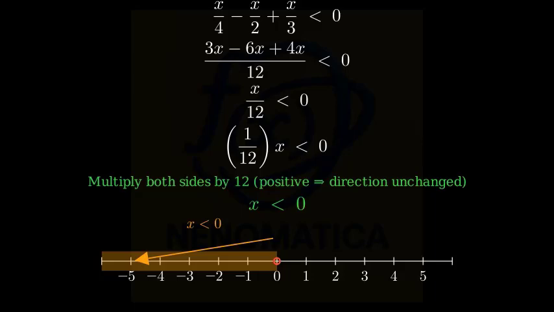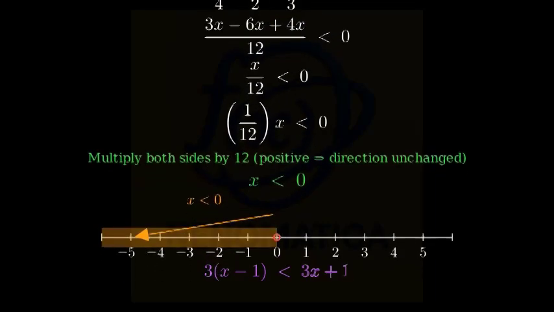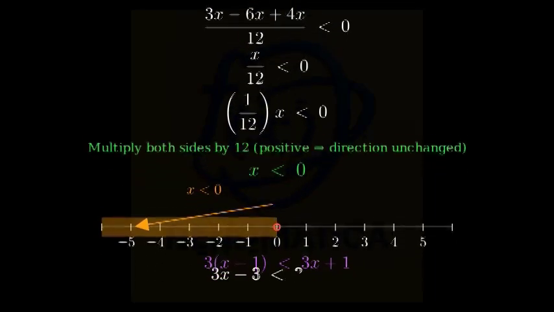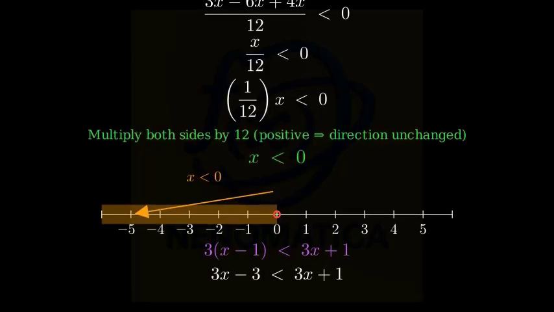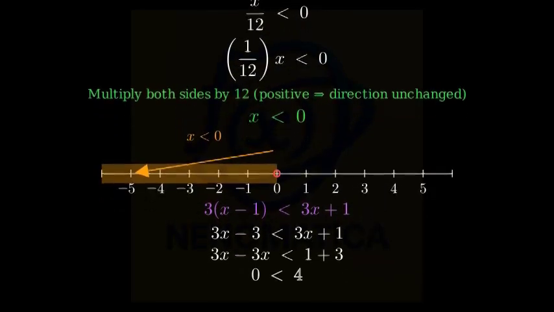Problem 2. The inequality is 3 times the quantity x minus 1 is less than 3x plus 1. Step 1. Expand the left side. Step 2. Move like terms to opposite sides. Subtract 3x from both sides and add 3 to the right side. We obtain 0 less than 4.